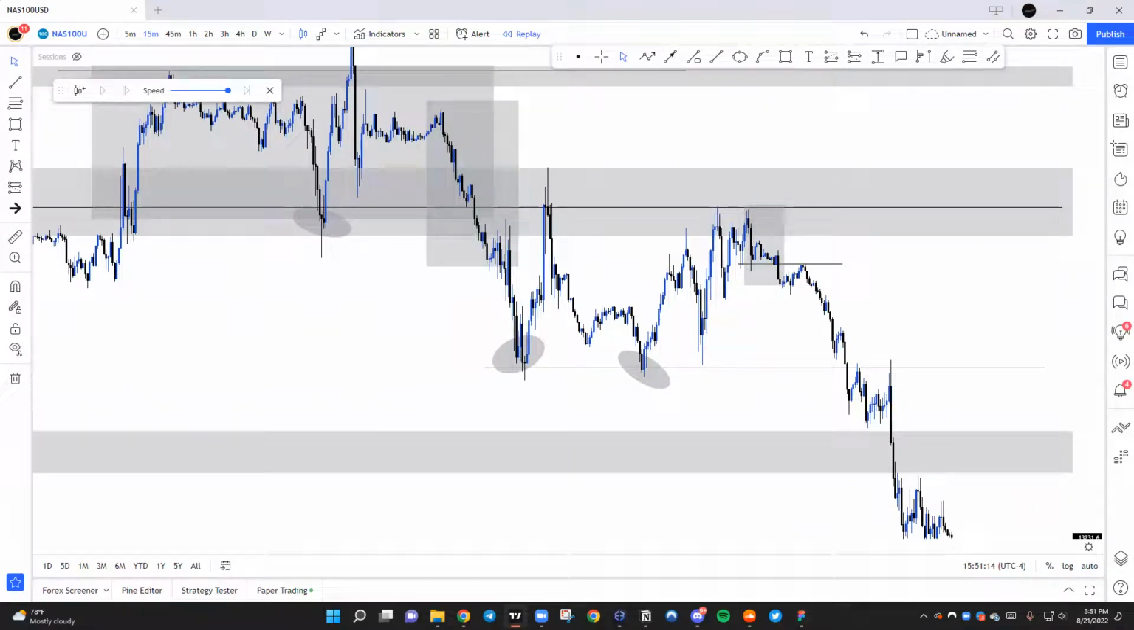Looks like NAS and US30 broke the uptrend last closing week, perhaps now going to start downtrending. I mean, it's going down. I mean, it's breaking lows, possibly.